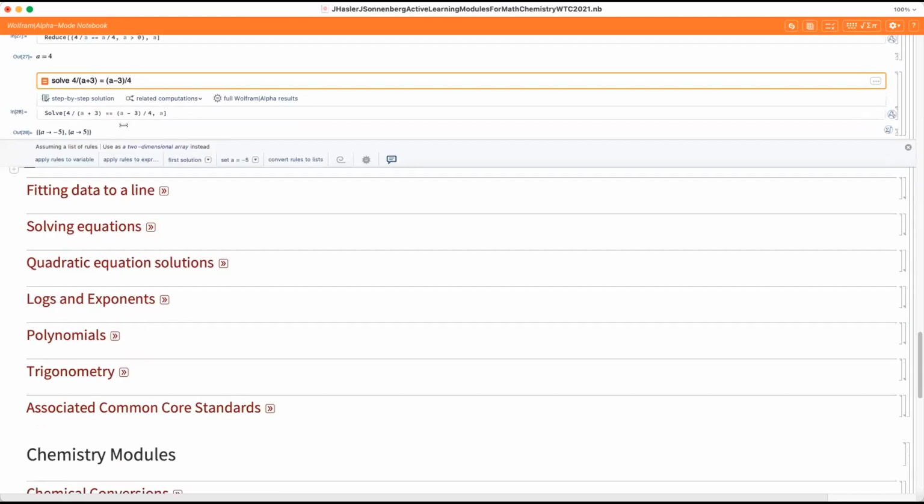We're also going to be talking about, next, fitting data to a line. I'm going to show a mathematical example, and then Jason also has examples of using data and data processing for chemistry.